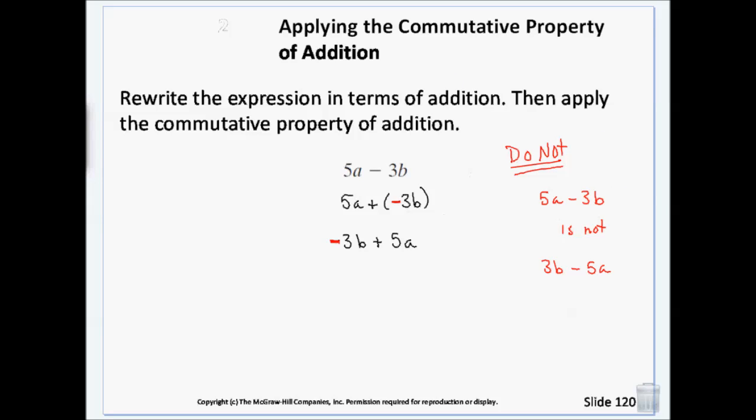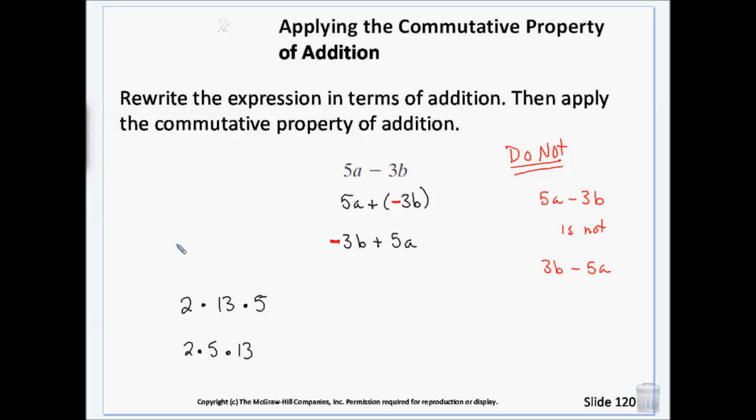How is this useful? Well, when you have a problem with a bunch of stuff happening in it, you can rearrange the problem to put things together that are easier to do. For example, multiplication. Just an example of why you'd use commutative property for multiplication. If I have 2 times 13 times 5, if I did this in order, I'd get 26 times 5. I don't know 26 times 5. But if I do 2 times 5 times 13, I do know 10 times 13.